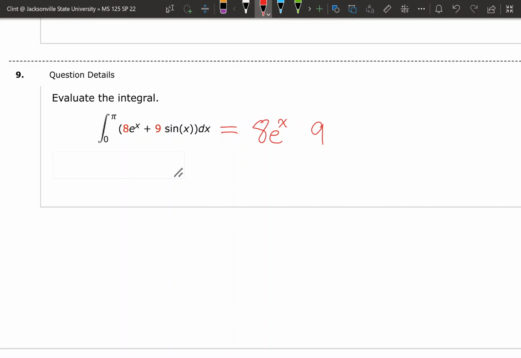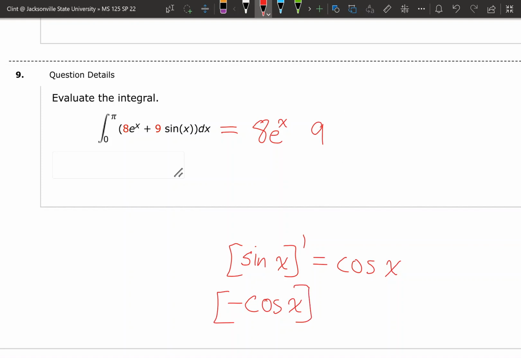Is it? I don't know. So the derivative of sine is cosine. So if we wanted to end up with sine, we would have to take the derivative of negative cosine. That'd be sine. Yeah, so we get negative cosine.